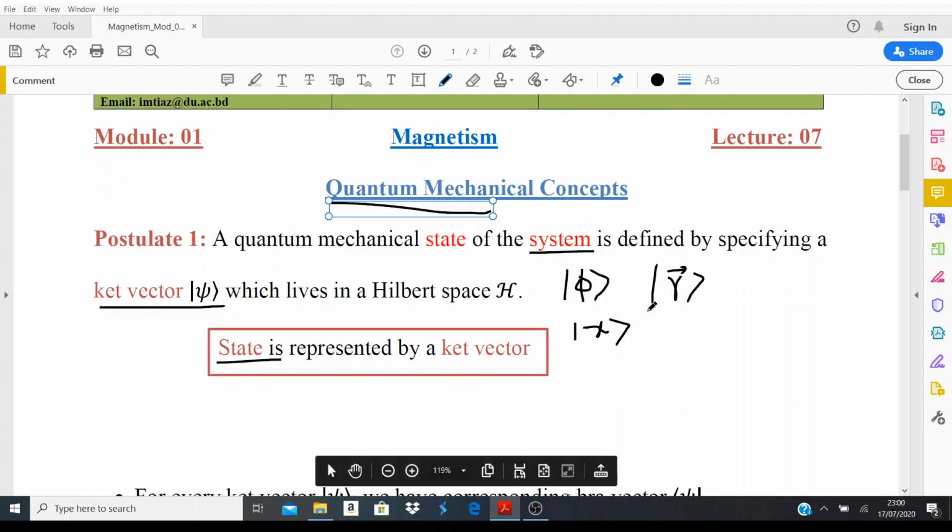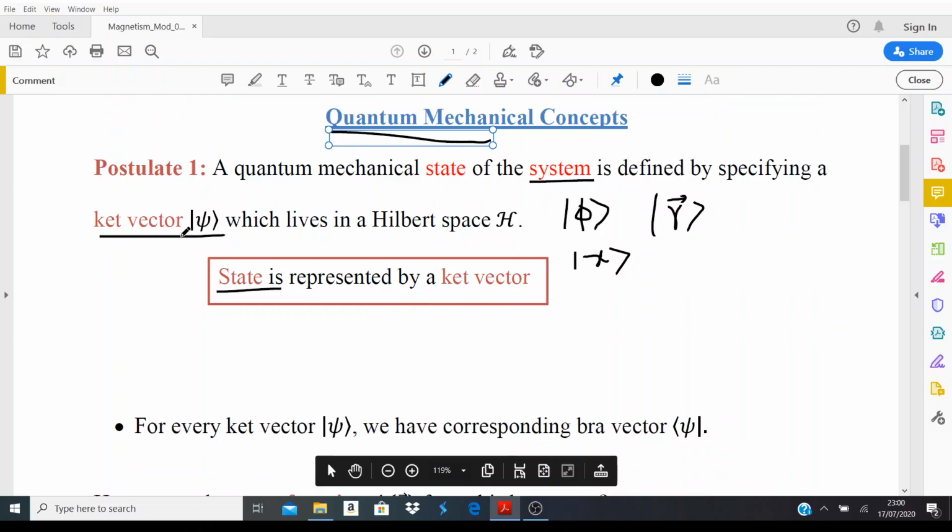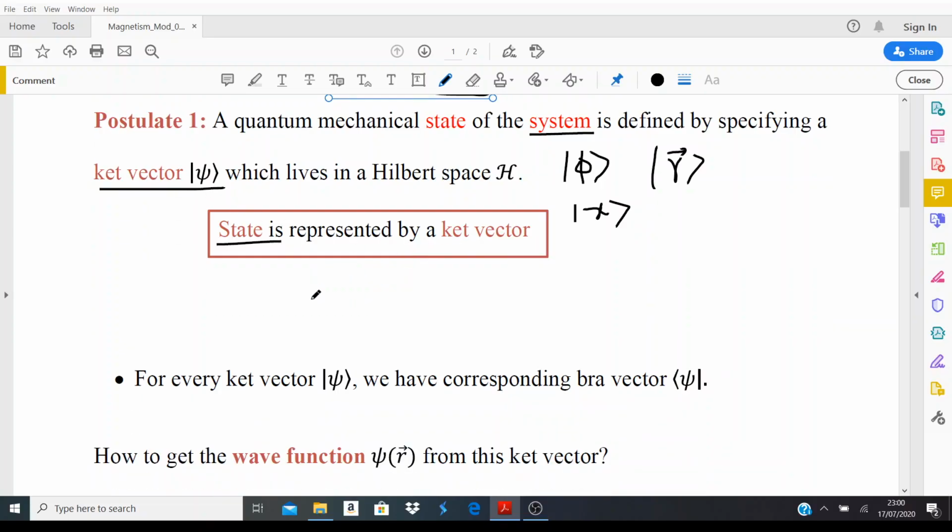So these are the ket vectors. Once you have a ket, the next important thing to know is that for every ket vector, for every ket psi, let's say, we have a corresponding bra vector. And the notation of the bra vector is like the angular bracket but pointing towards the left.